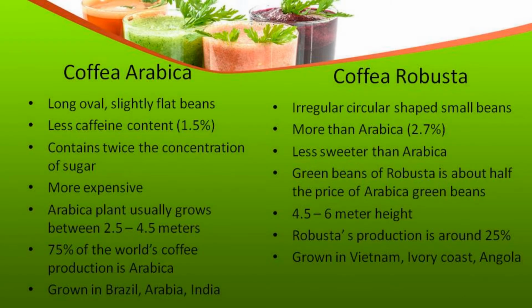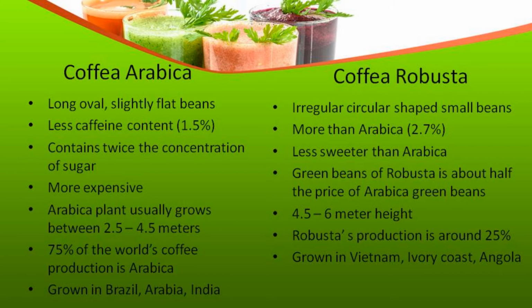Let us now distinguish between Coffea arabica and Coffea robusta. While Coffea arabica have long, oval and slightly flatter beans, the Coffea robusta have irregular circular shape small beans. Coffea arabica has less caffeine content compared to the Coffea robusta. Coffea arabica contains twice the concentration of sugar, whereas the Coffea robusta is less sweet than the Arabica. Coffea arabica is more expensive, whereas the green beans of Robusta are about half the price of Arabica green beans.